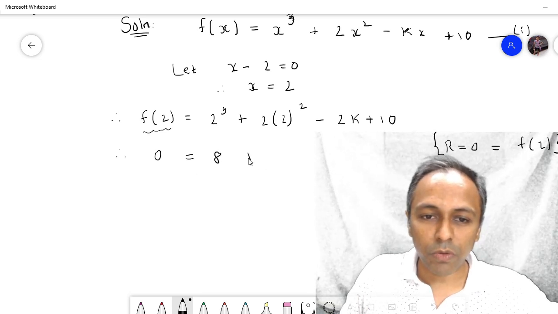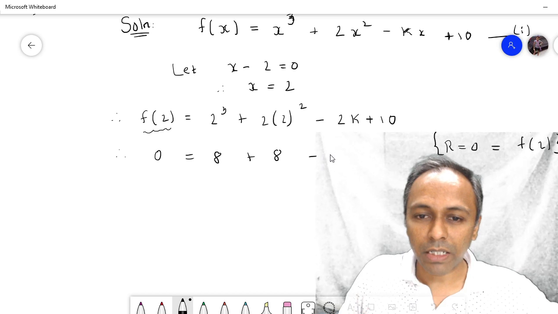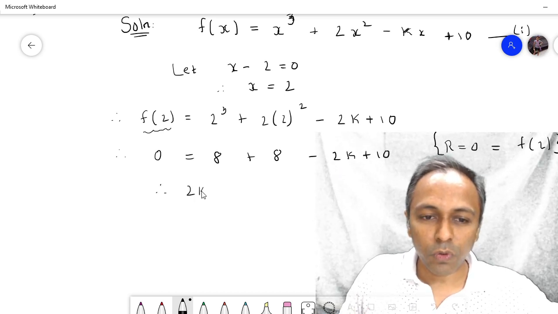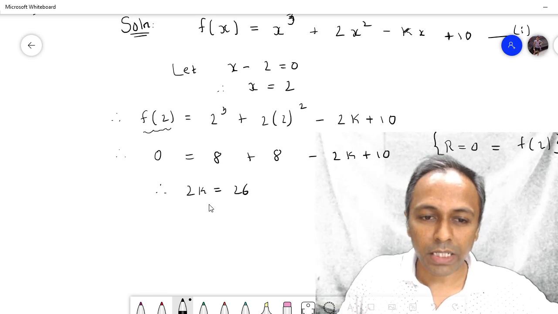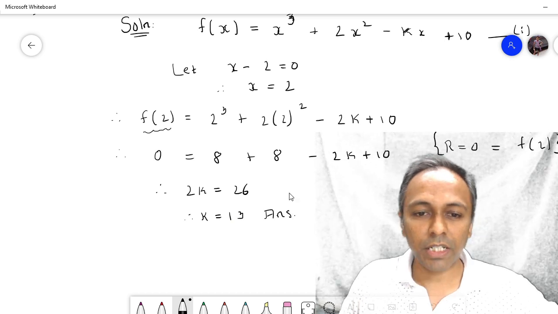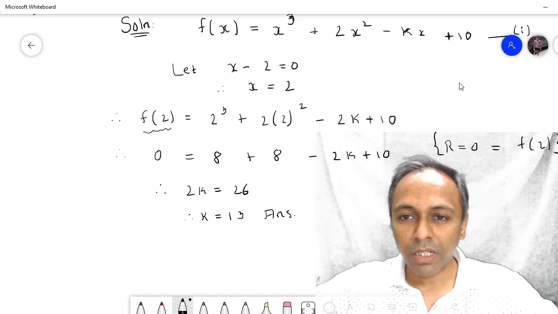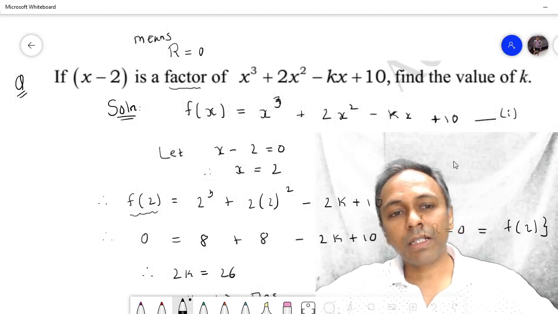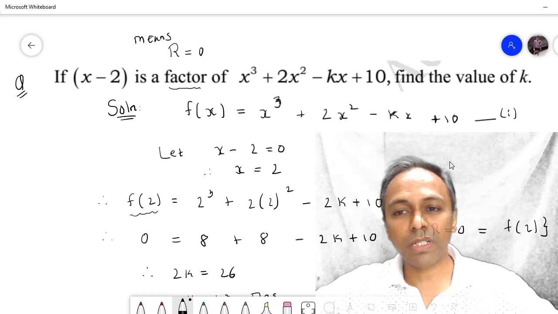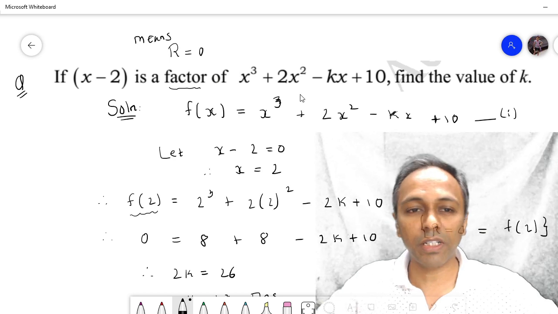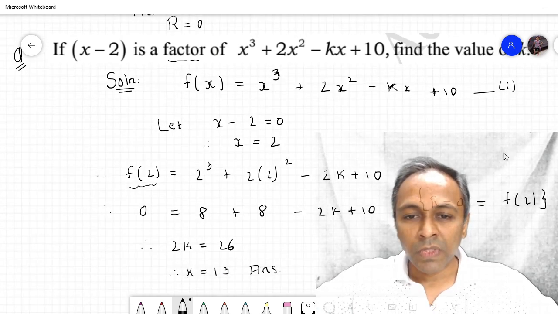So 0 is equal to 8 plus 8 minus 2k plus 10. Therefore 2k becomes equal to 26. So k becomes equal to 13. Right? 16 plus 10, 26. So k is 13. So that's what we were saying in the beginning, that instead of taking theoretical examples, with the help of numericals we have understood what remainder theorem and factor theorem are.